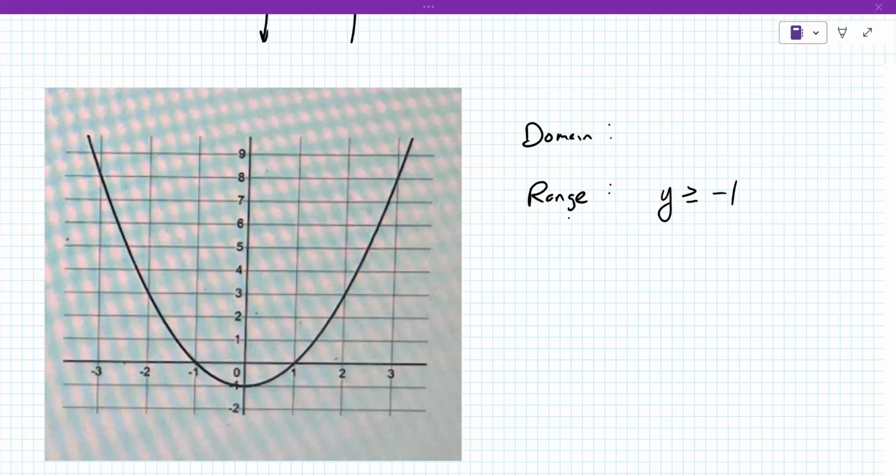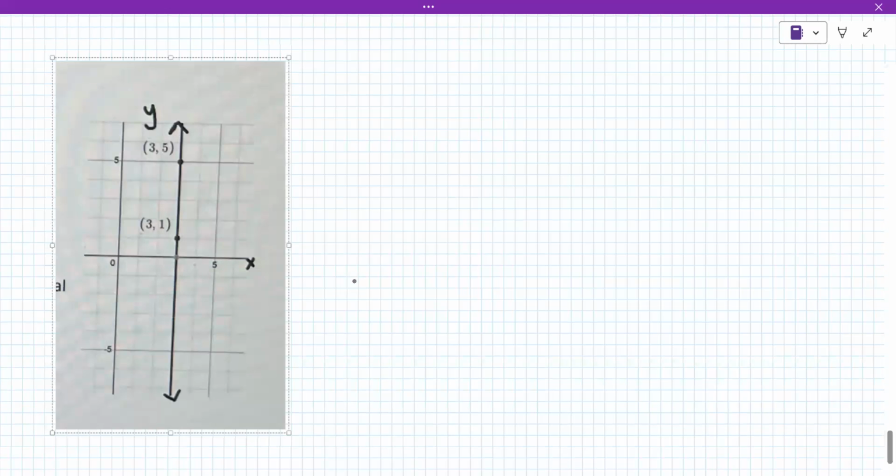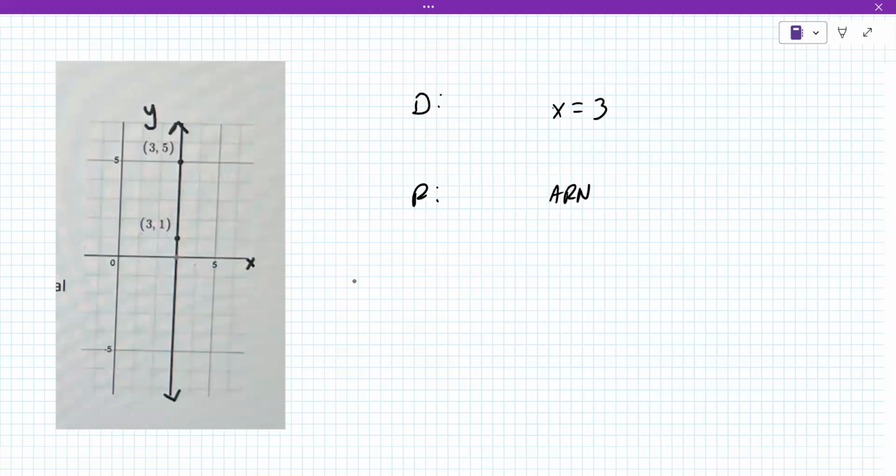Let me grab another question here for you. All right, so one more here. Can you give me the domain and the range, please, for this one? Domain is x is equal to 3 and the range is all. Very good. Awesome. Okay, doing great. Let's keep going here.